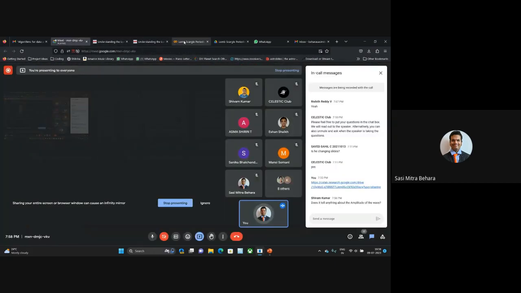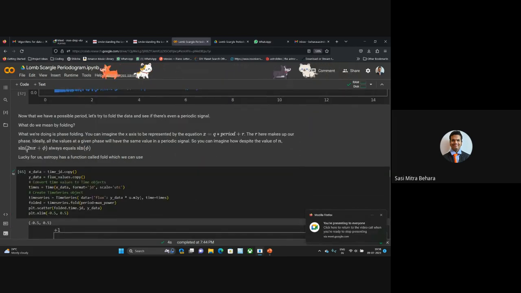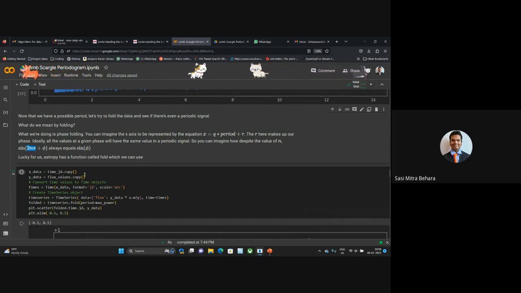So basically, the idea with phase folding is that I have a periodic signal. It happens with a period of 2 pi, and so the idea with phase folding is that the value of the periodic signal at a given phase is always equal. So sine phi is always equal to sine of phi plus 2n pi, regardless of the value of n.